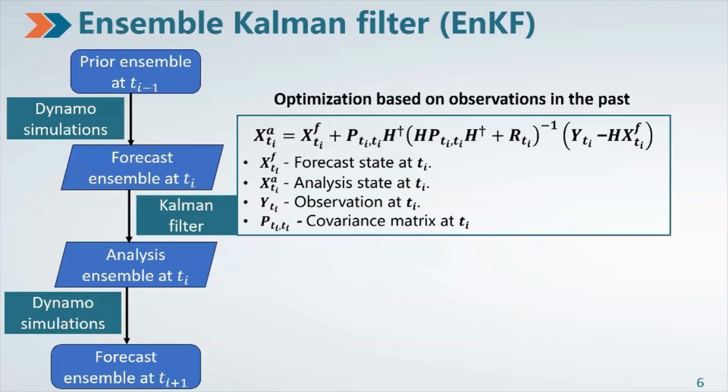Basically, you start from a prior ensemble, which is a free run or from a previous forecast. And when there is an observation available, you do the analysis, and the analysis relies on the Kalman filter, which uses the observation and also the covariance matrix of the dynamo simulation from the ensemble. So that's quite a standard way to do data assimilation using the EnKF.